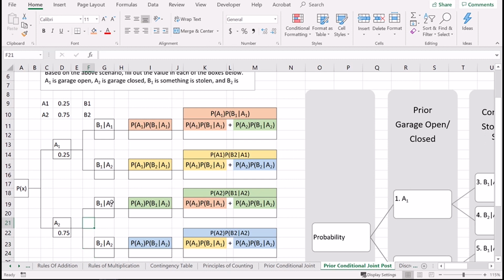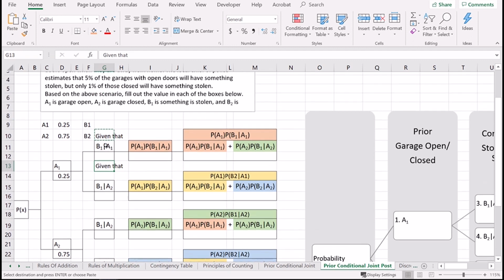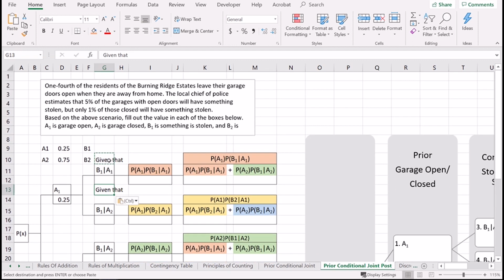And so given that, did you guys hear me say that? Given that an individual, this little line right here means given that an individual leaves their garage door open, what is the probability that something is stolen? What did the question say? It said, if an individual leaves their garage door open, what's the probability of them having something stolen? 5%. So we're going to put 0.05. Okay.